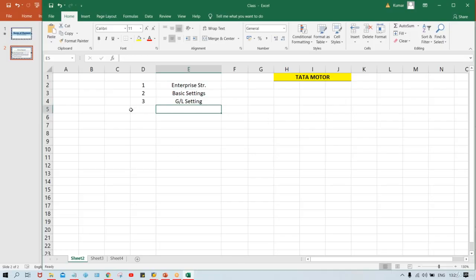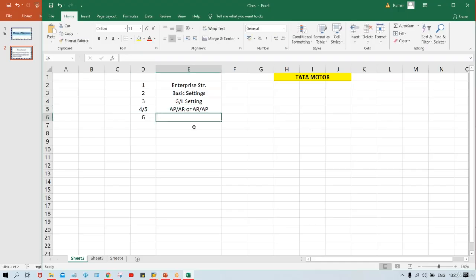Then fourth and fifth, you have a choice. Okay, whether you are going to keep AP or AR first. It depends upon you. Fourth number AP and then fifth number AR, or else fourth number AR and then AP.